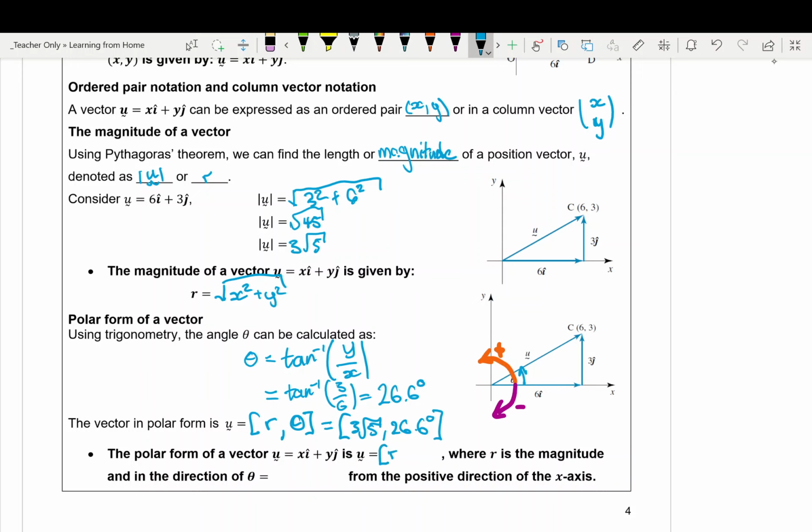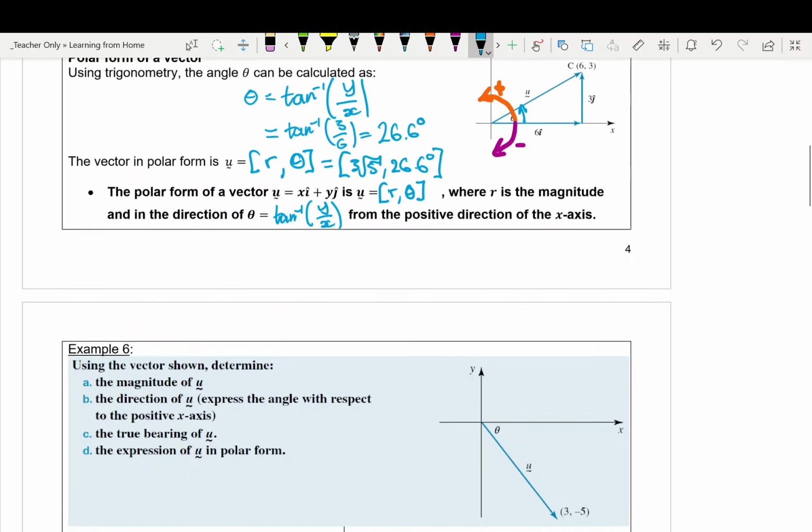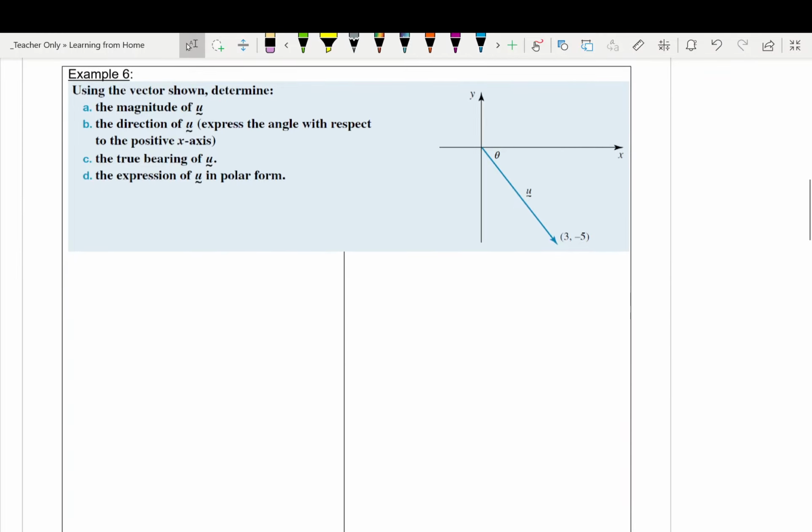And I see down here I jumped the gun a bit because we're now looking at the general form. So the general form is r comma theta, where r is the magnitude, and in the direction of theta equal to tan inverse y on x from the positive direction of the x-axis. So let's take a look at an example. Using the vector shown, determine the magnitude of u, the direction of u, express the angle with respect to the positive x-axis. They then want to find the true bearing of u and the expression of u in polar form.